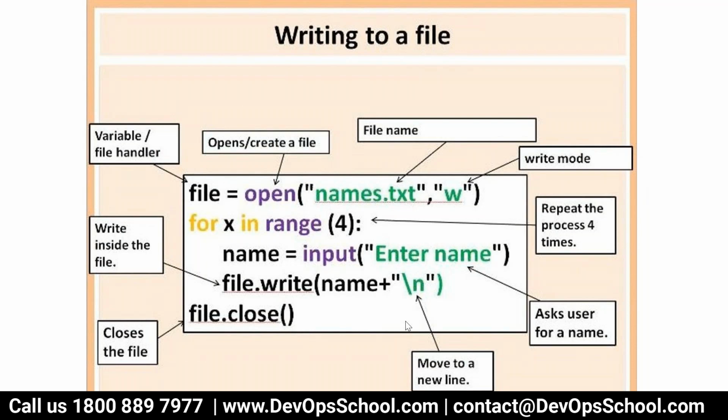Remember that the file you are opening is for writing. So now you are taking input five times. You allow user input using the input function, enter name, and whatever name you have got, file.write writes the name plus a newline into the file, and then you close the file. So this is one way you can understand how we use writing to a file.